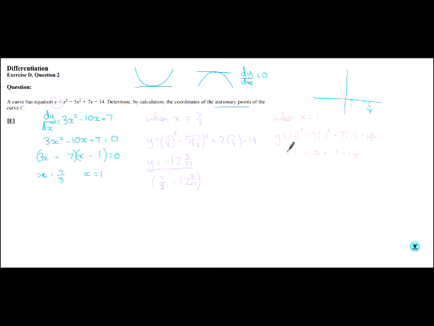Okay, so BIDMAS, let's go from left to right. 1 minus 5 is minus 4, add 7 is 3. 3 take away 14, we get a negative 11. And there we have it. So that's going to be 1 and minus 11. So normally what they would do now is say to determine whether it's a minimum or a maximum point, but they haven't. That's it. That's all they want for this question.